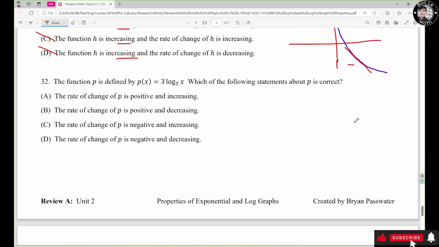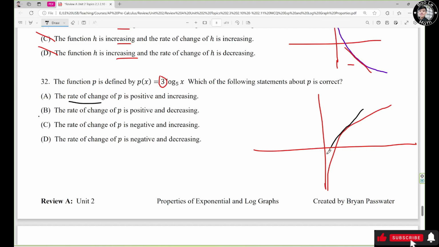Now question 32, we need to sketch this one. You know that the logarithmic function is going to be something like this, right? Look at the coefficient a right here. This is positive, right? So there is no reflection. Now, in this question, they just ask you about the rate of change only, so we just draw the tangent line only. The slope of the tangent line is positive, so the rate of change is positive.